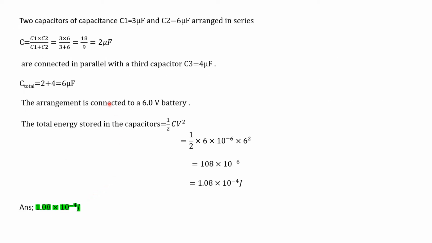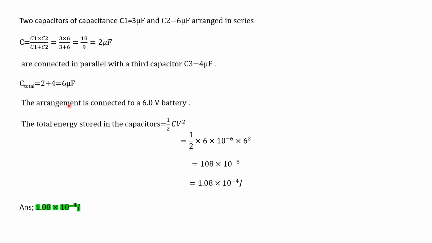Here is the solution. First, two capacitors of capacitance C1 equal to 3 microfarad and C2 equal to 6 microfarad are arranged in series. So from these two capacitors we can find that the capacitance will be C1 C2 by C1 plus C2, that is equal to 2 microfarad. Then when this capacitance is connected in parallel with the third capacitor C3 equal to 4 microfarad, the total capacitance will be 2 plus 4, that is equal to 6 microfarad.